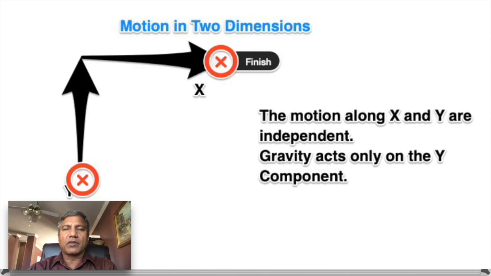And the most important thing to remember is that gravity, or acceleration due to gravity, affects only the y component. So the x component of the velocity never changes. Let me stress that again. The x component of the velocity never changes. And it's only on the y component that the acceleration due to gravity acts.